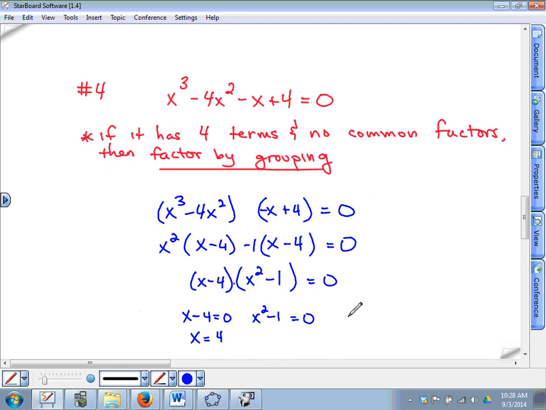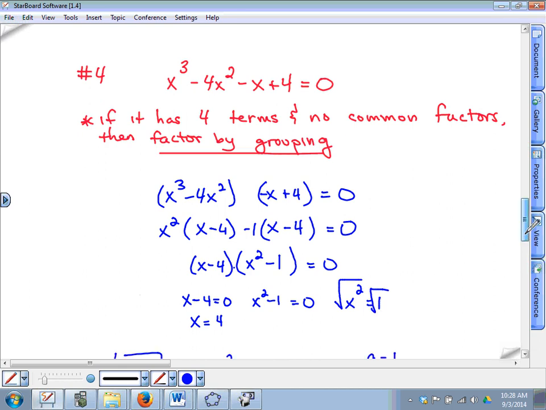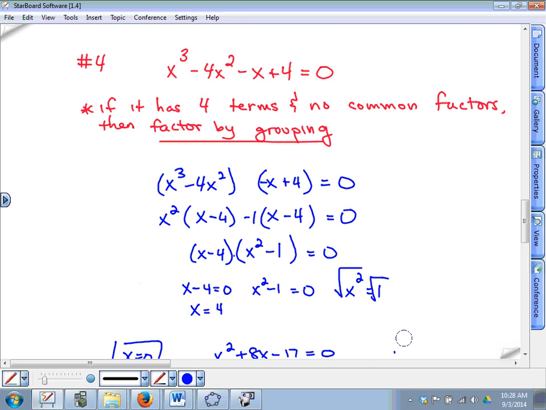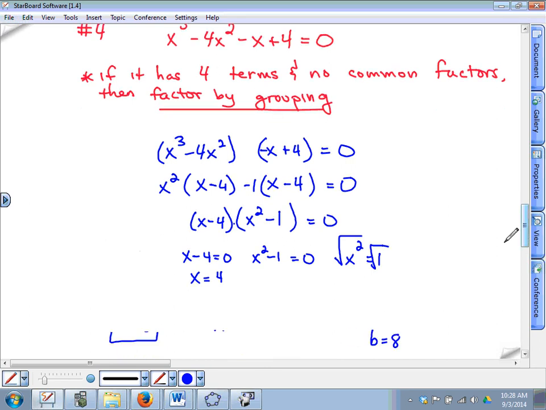Add 1 and then square root it. So this is going to be x squared equals positive 1. What's the square root of 1? Plus or minus 1. You guys need to get used to remembering that. If not, you're going to miss half the points. If you said x equals 1, that's only half the answers. So x equals plus or minus 1.